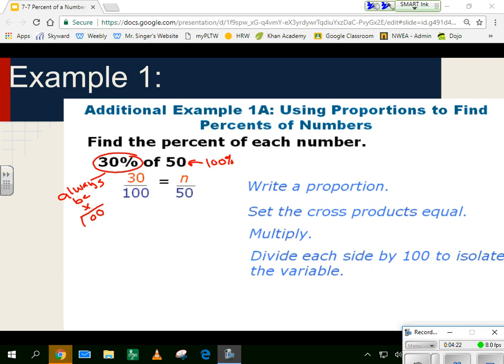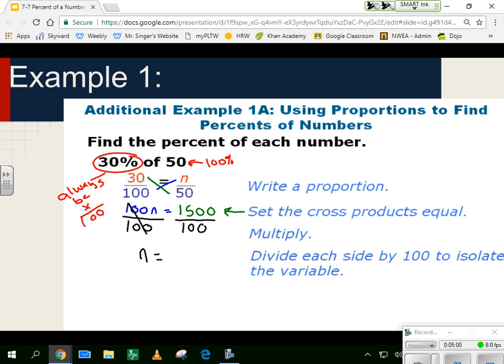So if we cross multiply 100 times n, you know that that is 100n. And then if you cross multiply the other way, 30 times 50, just think 3 times 5, that's 15. And then you just got to add the 2 zeros. Okay? Now that we've set the cross products and multiplied, now we just have to divide by the coefficient next to the variable. So we have to divide both sides by 100 so that we can, as we say, isolate the n. So 100 divided by 100 is gone. So now we're left with n.